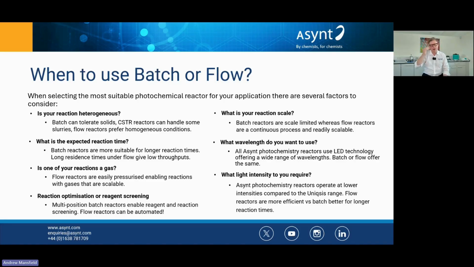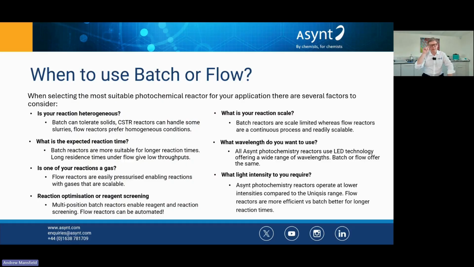What wavelengths do we want to use? Well, I guess the last two examples here are kind of neat because we have almost identical light sources for both the batch and the flow reactors. Under the Asynt range, we use the same LEDs with the Unisys products, exactly the same light sources. So wavelength selectivity really comes down to what wavelength you're using with your catalyst or your chemistry.